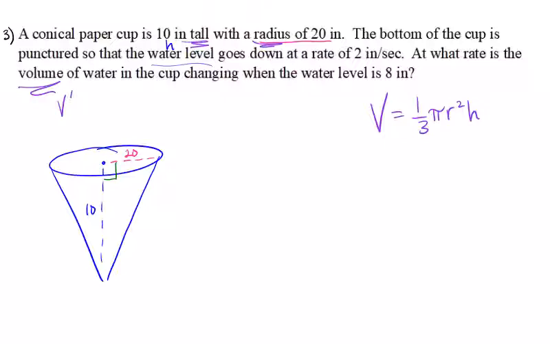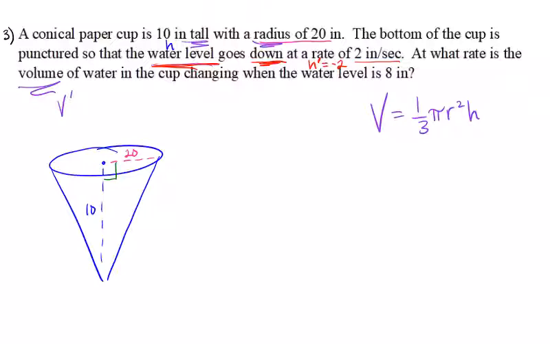We know that the cup itself is 10 inches tall and the radius is 20, but then the water level goes down, right, at a rate of 2 inches per second. And so water level is the same as height, right? The water level is the height of the cone. And so we know that h prime, the rate at which the water level goes down, is 2. So we have to make that -2. All right, and they don't tell us -2. We just have to infer that, right?